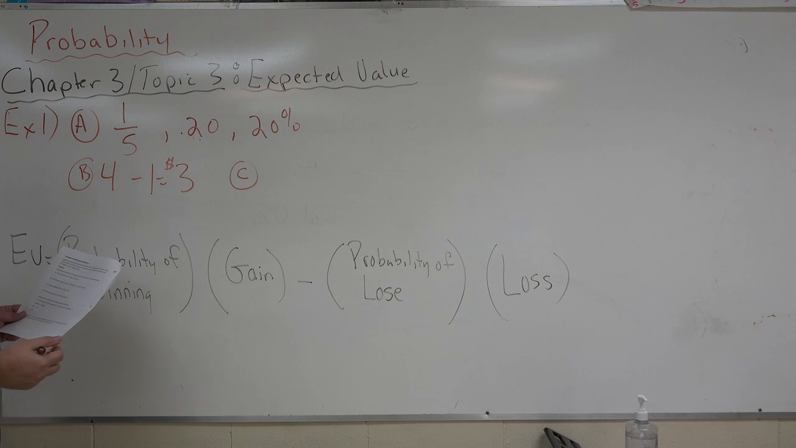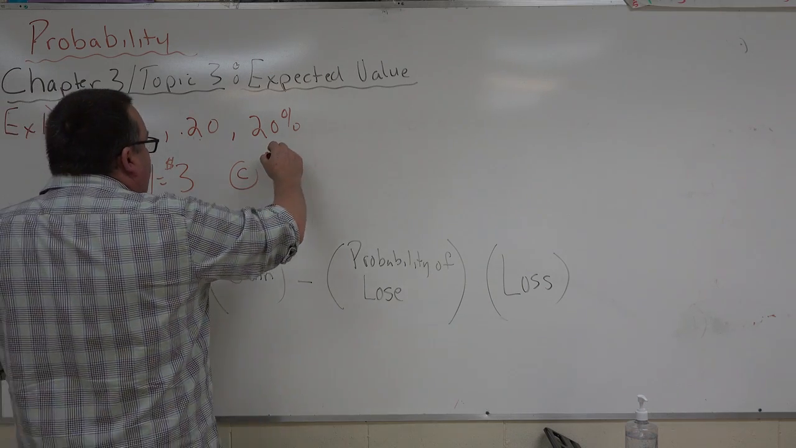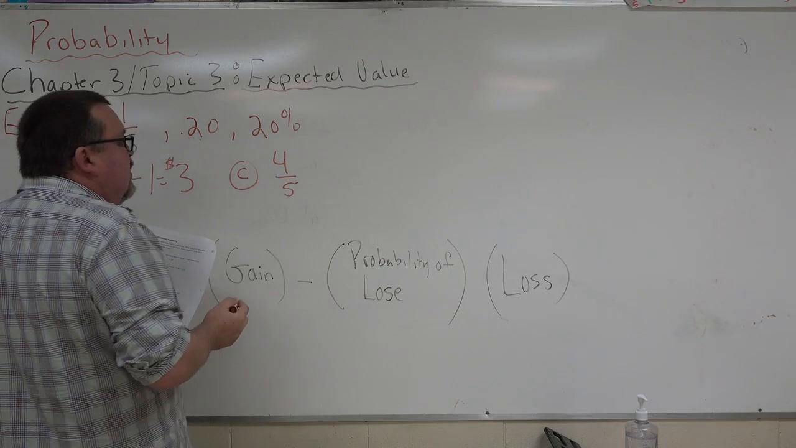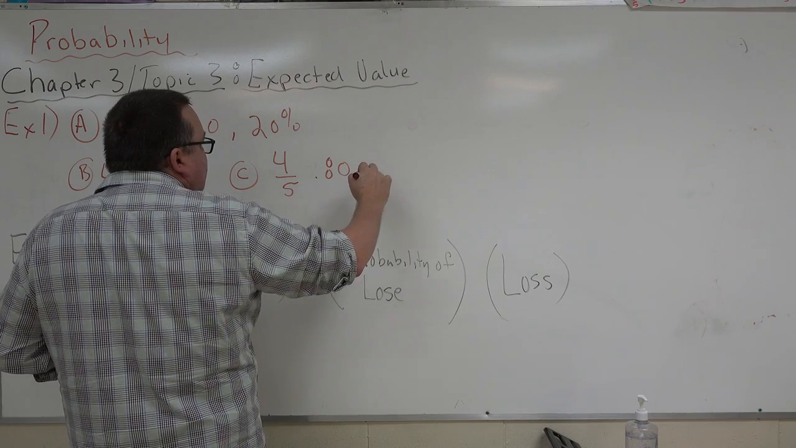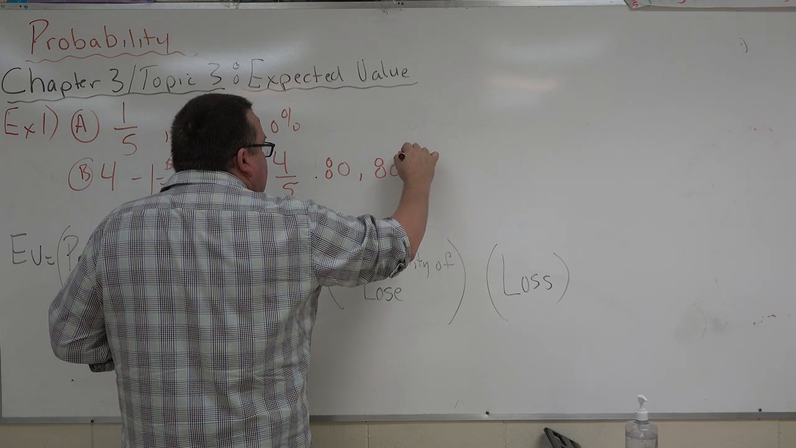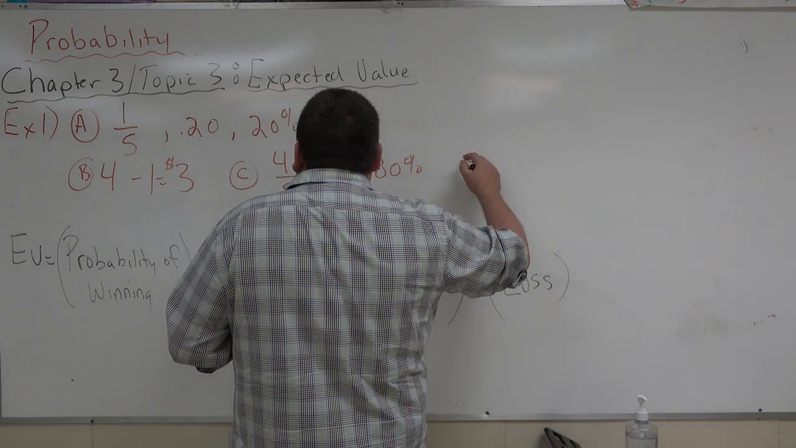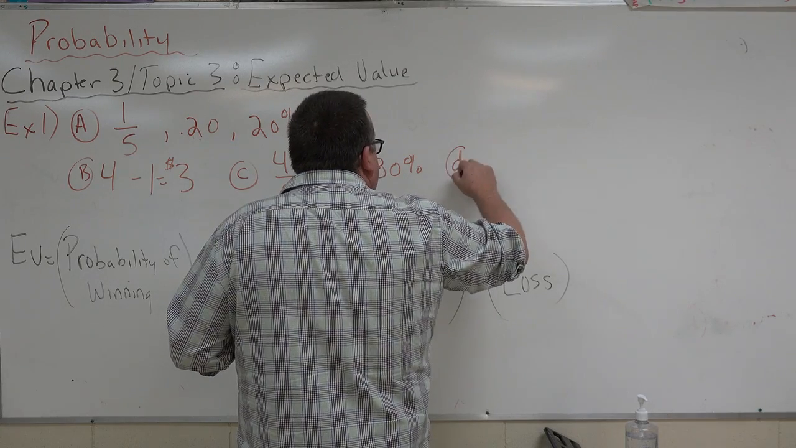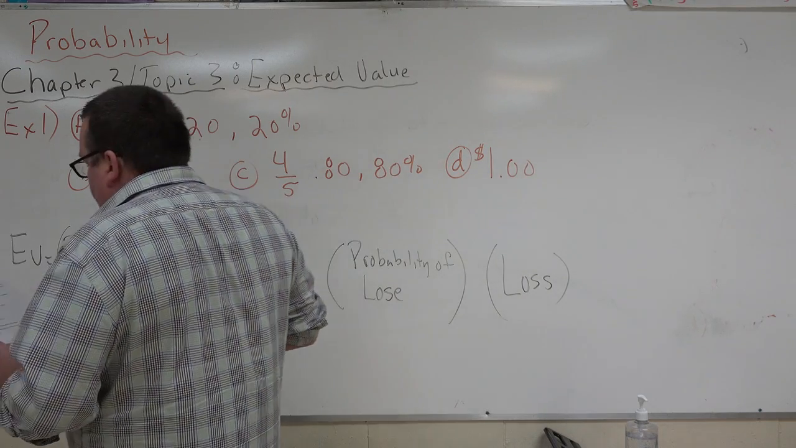C, the probability of losing. Well, 1 out of 5 cards will have you winning. 4 out of 5 cards basically are going to go against you and have you losing. As a decimal, that's 0.80. As a percent, that means it's an 80% chance you're not going to win. But people still play those kind of games of chance. And if you lose, well, how much does it cost to play again? If you remember looking at the question, it costs you $1. So if you lose, you're out $1.